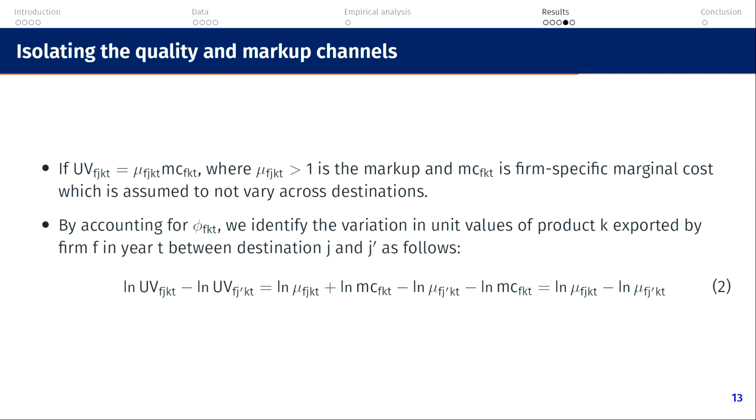So if the unit values are defined as mu, which is the markup element, times marginal cost, and if we assume that the marginal cost is not varying across countries, right? So the firm has a marginal cost, and this does not vary depending on the country you're sending the product to. Then if we put our firm-product-time fixed effect in our models, we can ascribe all the variations in unit values to variations in markups, right? So we see here that all the changes we are observing in unit values are due to changes in markups once we control for quality.